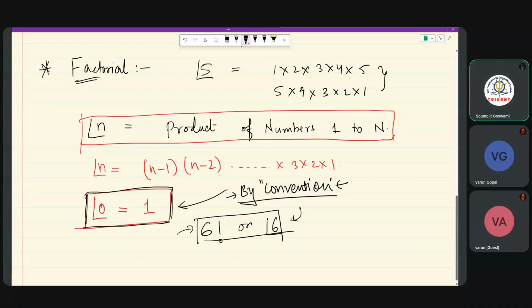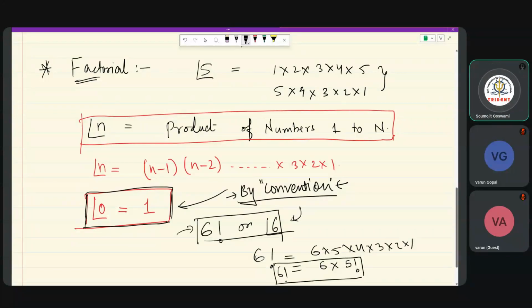6 factorial, if I'm saying, I can write it like this. What is 6 factorial? 6 factorial is nothing but 6 into 5 into 4 into 3 into 2 into 1, which also means that I can write it as 6 into 5 factorial. Now this is very important. Just keep in mind that 6 factorial is also equal to 6 into 5 factorial. Generally, you should remember some factorial values.